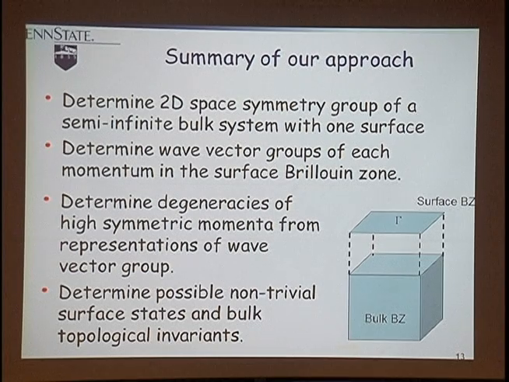And then we can determine the degeneracy for this high symmetry momentum, because once the momentum is determined, the states at this momentum are determined by these irreducible representations. Finally, we determine whether or not there will be a possible non-trivial surface state. Then from the surface state, we go back to the bulk Brillouin zone and try to obtain the bulk topological invariant. So basically, we do everything in the opposite way. Okay.